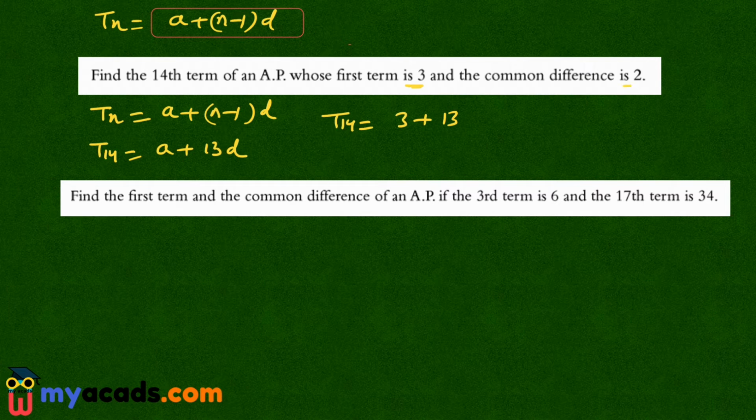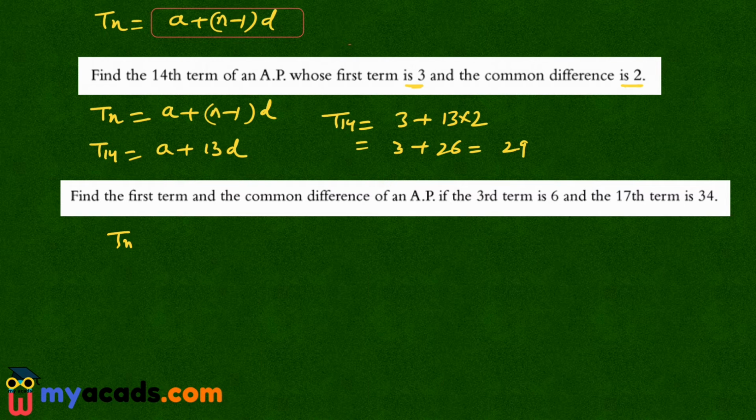d is the common difference, that is 2, so 13 into 2. So this is 3 plus 26 equals 29. So 29 is the 14th term. Now let's see the second question. It says, find the first term and the common difference of an AP if the third term is 6 and the 17th term is 34.